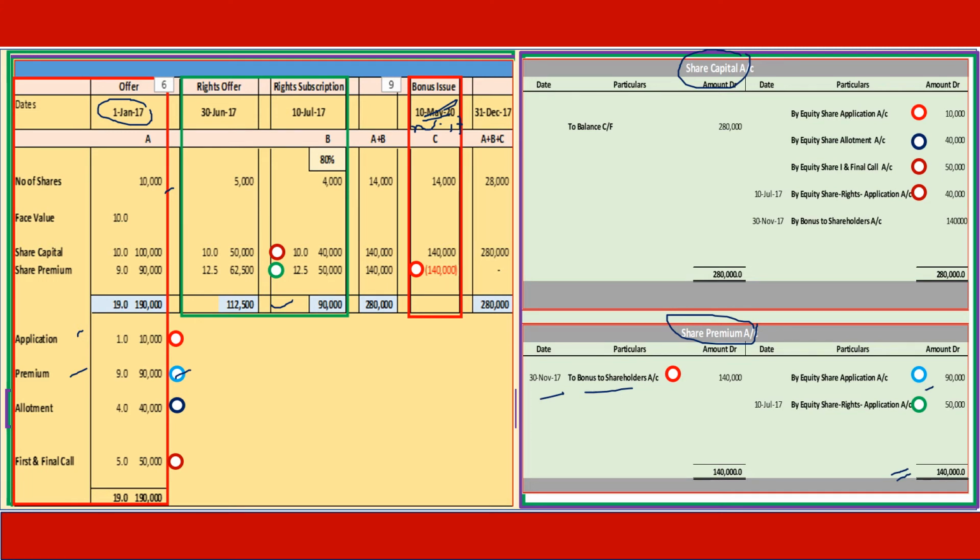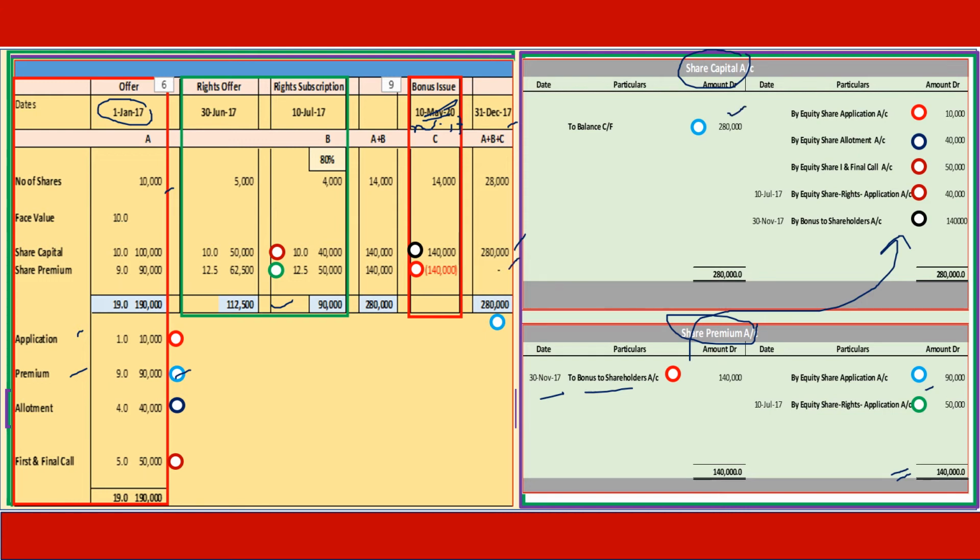1,40,000, and that 1,40,000 is capitalized. Capitalized means it is transferred to capital account. 1,40,000 is added. With that, we had a total balance of 2,80,000 in the share capital account as per the working on 31st December 2017. And if you look here, our share capital account has got a balance of 2,80,000.